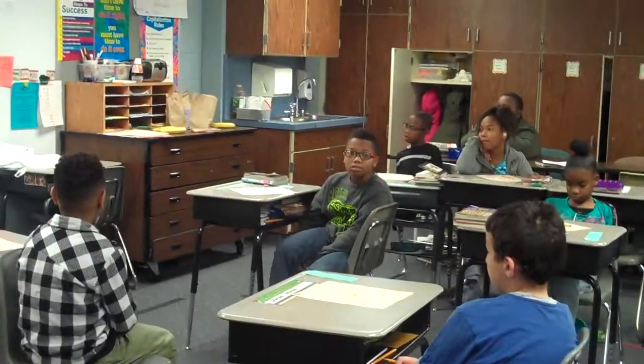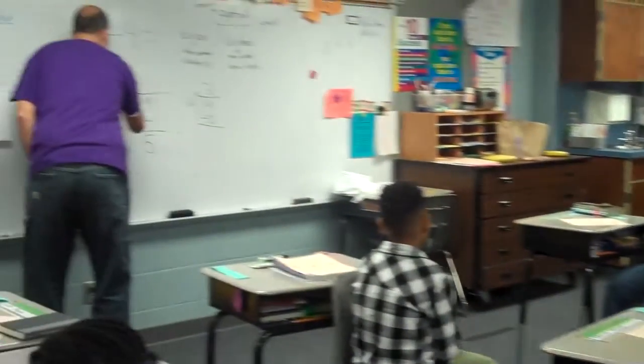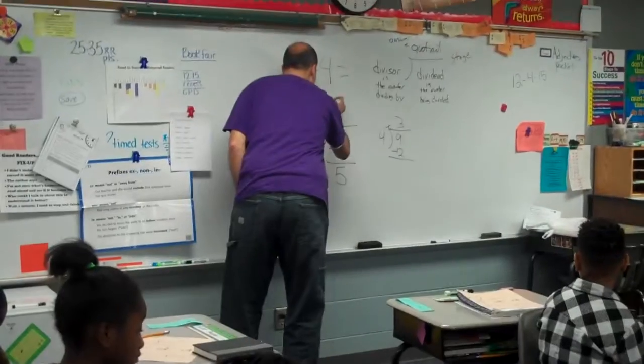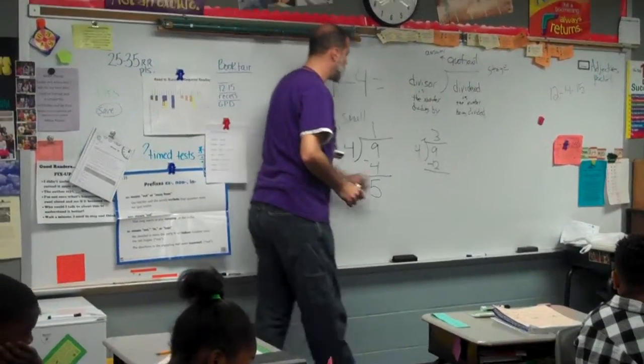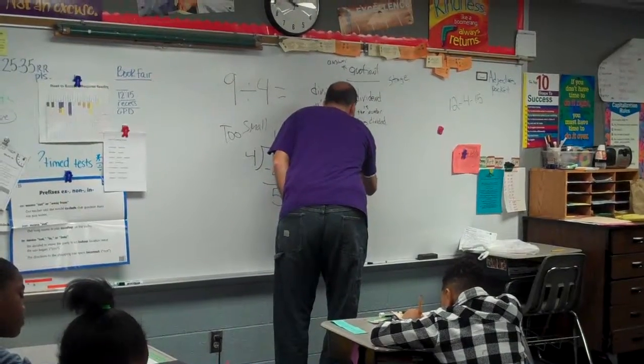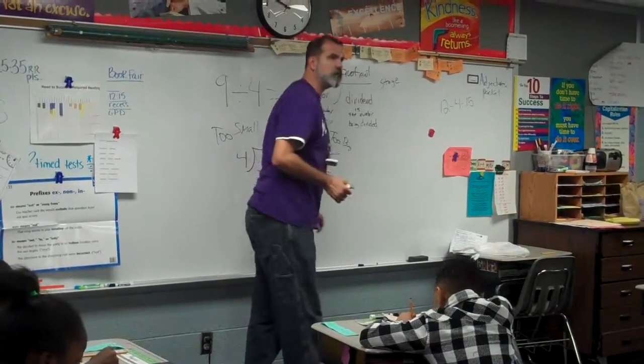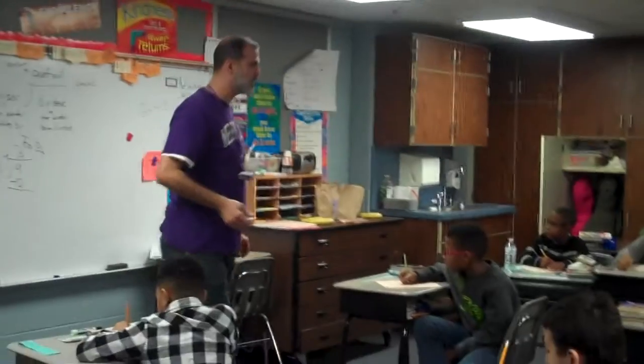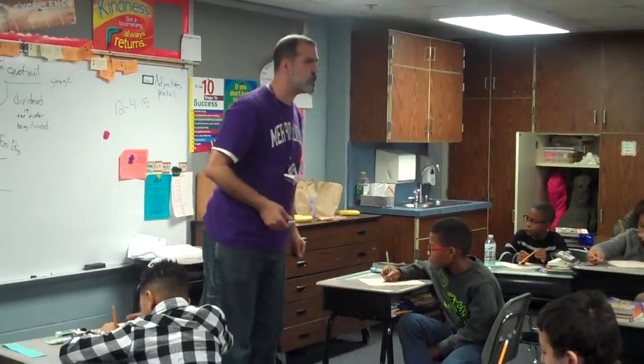So what I want you to write by this one is too small. Next to the 3, I want you to write that's too big. Like Goldilocks and the 3 bears, we want the number that is just right.